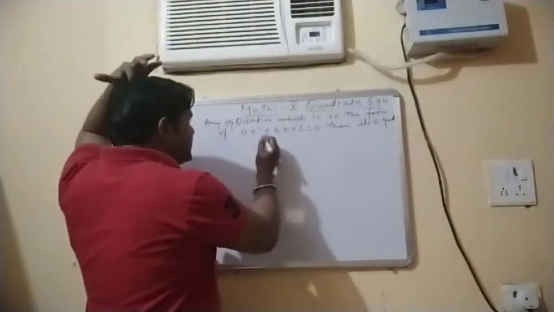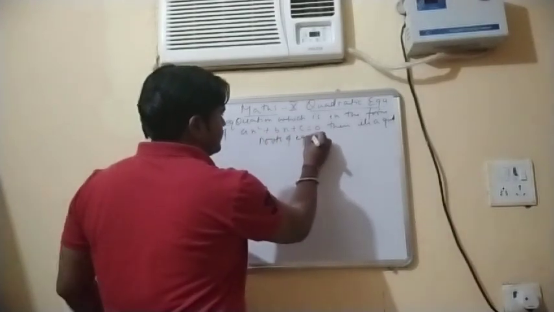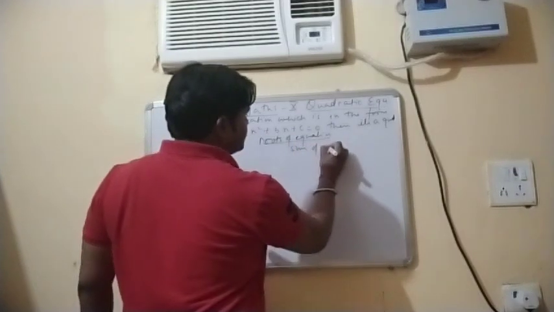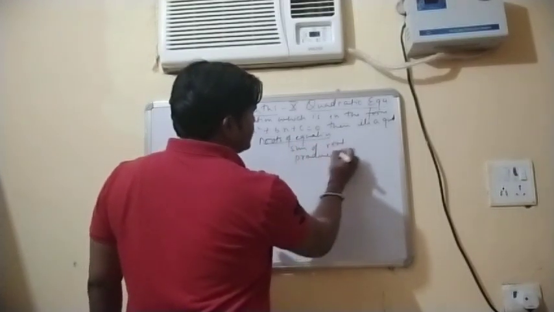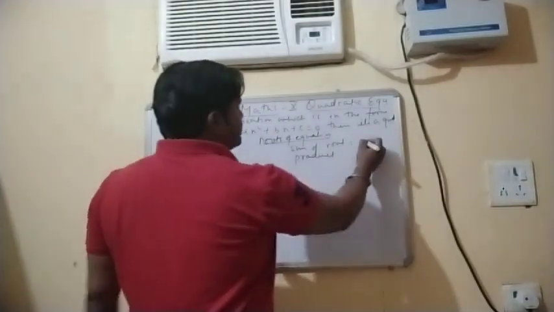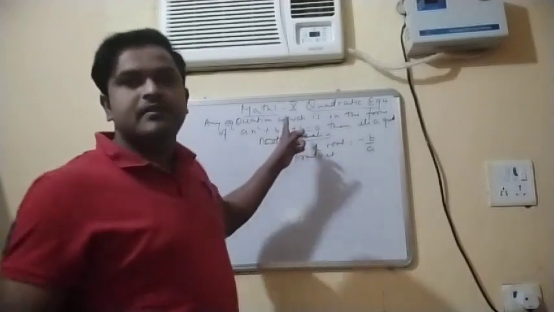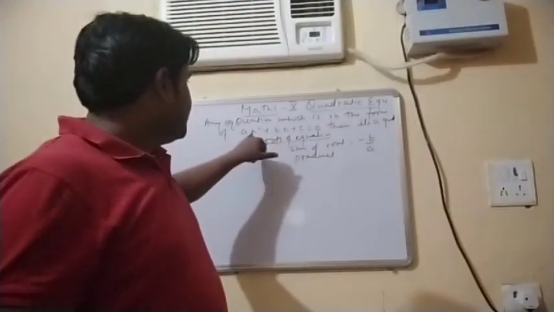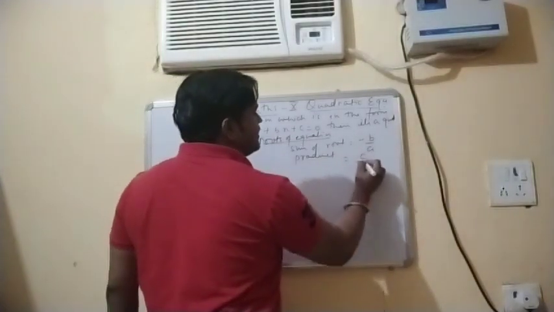What are roots of the equation? Roots of the equation, we have sum of root and product of root. Sum of root is minus b by a, that is coefficient of x divided by coefficient of x square, and product of root is c by a.